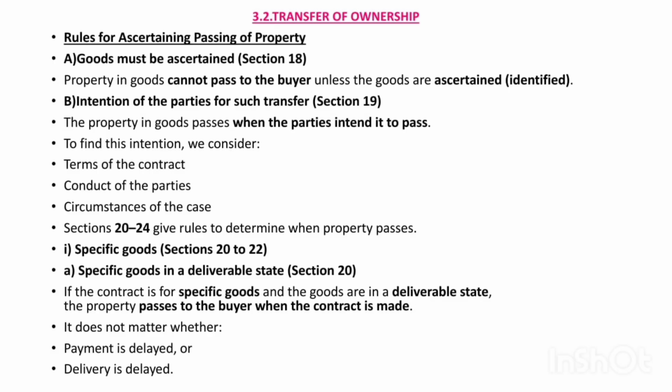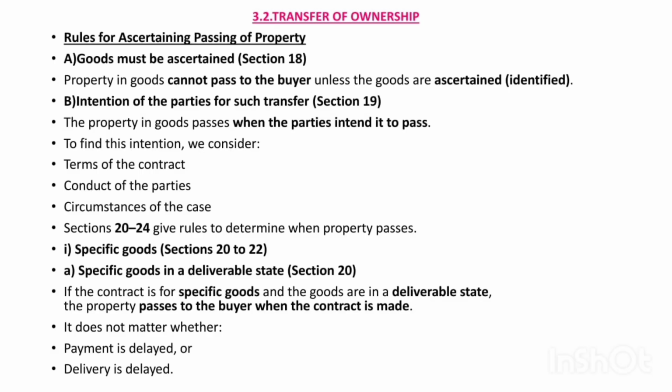The second one is intention of the parties, which comes under section 19. The property in goods passes when the parties intend it to pass. This is the golden rule. The Act respects what the buyer and seller wanted. To find this intention, we consider the terms of the contract, that is what is written or said, the conduct of the parties, that is how they behave, and the circumstances of the case, that is the full situation around the deal.